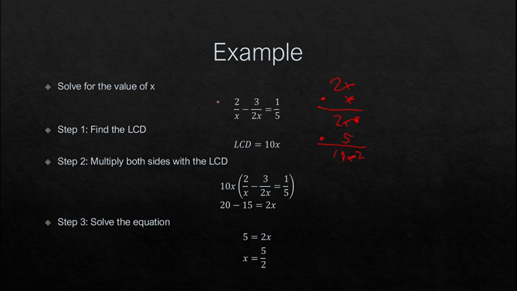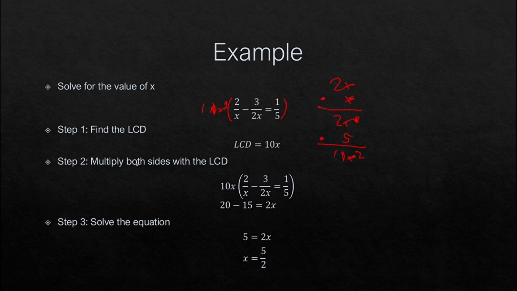Kung i-multiply mo ang 10x squared dito, it will still lead you to the same answer, pero may konting extra step lang kasi hindi siya ang LCD. Pero kung mahanap nyo ang LCD talaga, like madali lang siya mahanap, then good, much easier siya. Pero kung mahirapan kayo dyan, you can just multiply the denominators.